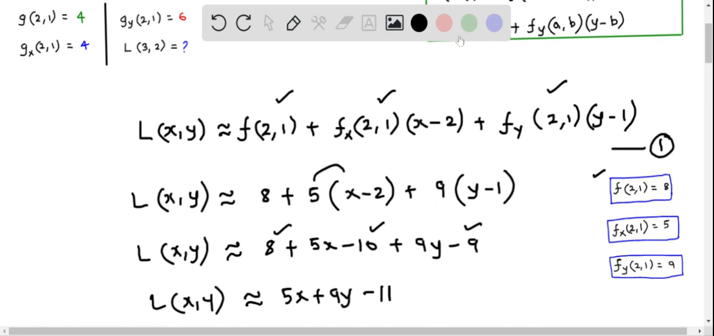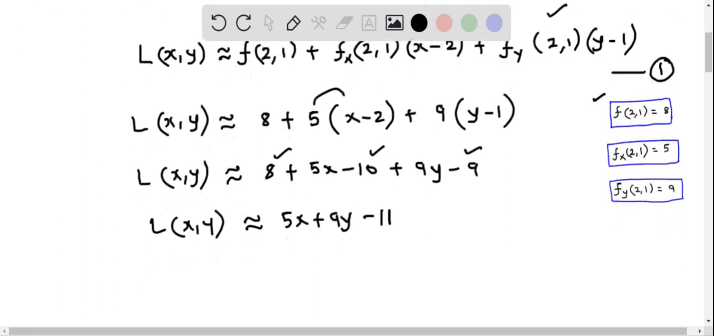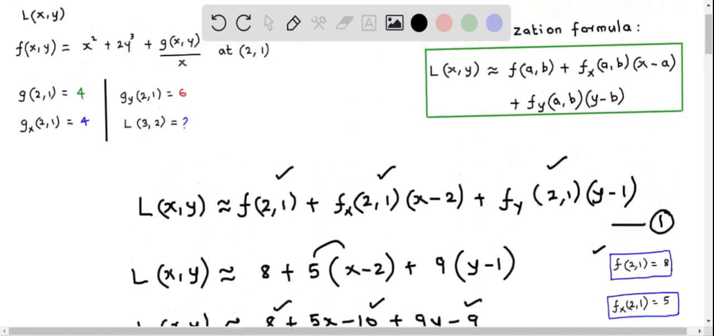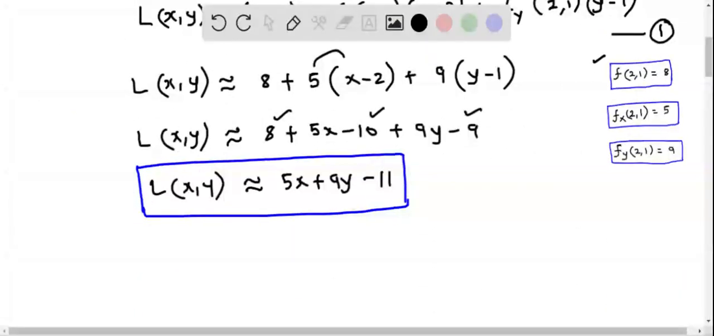And so this is the equation for the linear approximation, that is L of (x, y), which is equal to 5x plus 9y minus 11. So now using this equation, we can determine L of (3, 2) by replacing x by 3 and y by 2 into this equation. So we get L of (x, y). I'm sorry, this has to be (3, 2).